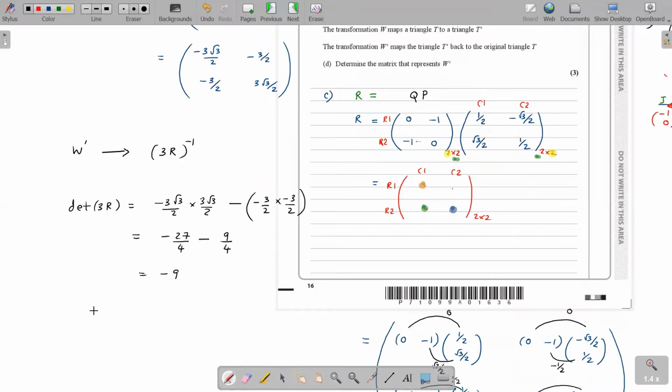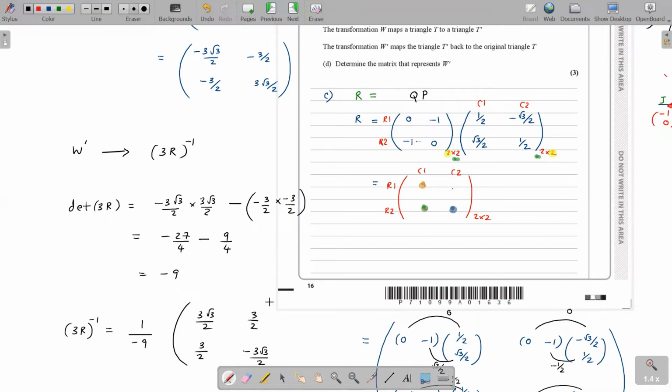So now can't we get the 3R inverse matrix? It is 1 over the determinant of 3R, isn't it? You remember how we get the inverse? 1 over the determinant of 3R, which is minus 9. And then you take your matrix. Along the main diagonal, elements are switched. So 3 root 3 over 2 comes up here, this comes here, and minus 3 root 3 over 2 comes to the other side, right? And on the other diagonal, the signs are switched. Both are minus 3 over 2, and both of them will become plus 3 over 2.